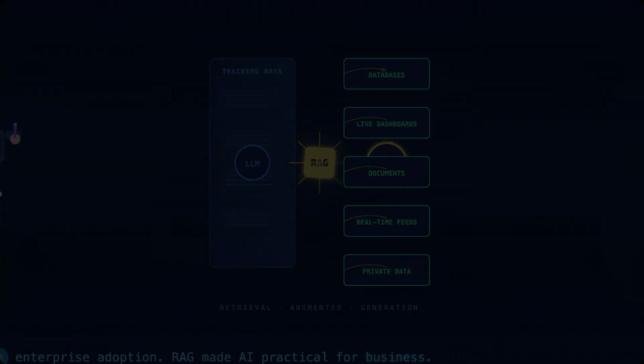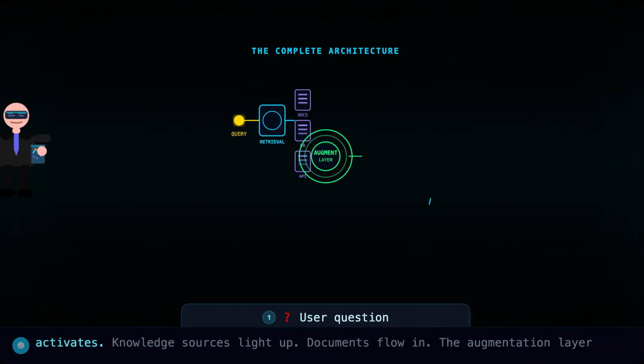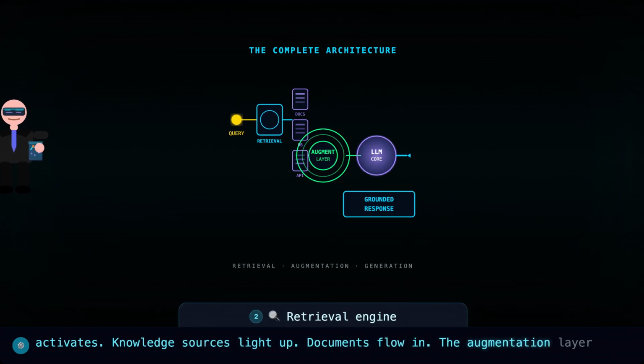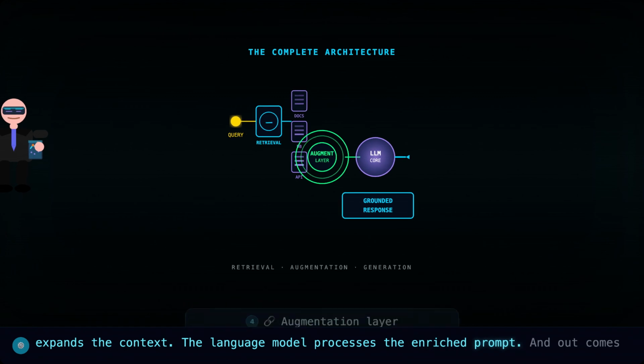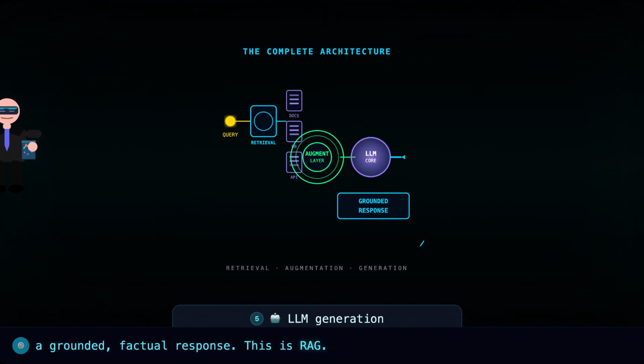Let's see the full architecture in motion. User question arrives. Retrieval engine activates. Knowledge sources light up. Documents flow in. The augmentation layer expands the context. The language model processes the enriched prompt. And out comes a grounded, factual response. This is RAG.